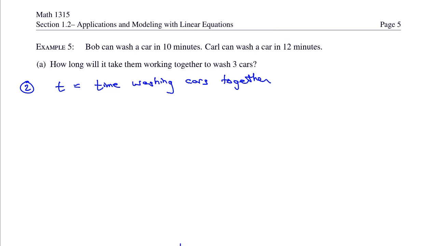And then we're going to have 2 different rates, so I'm going to use subscripts here. R sub B is going to be the rate Bob washes cars, and then R sub C is going to be the rate Carl washes cars.